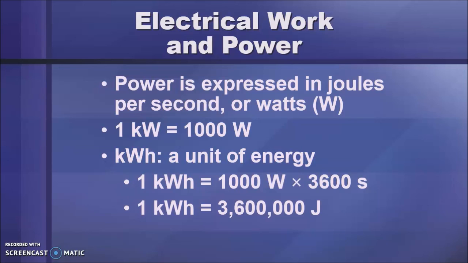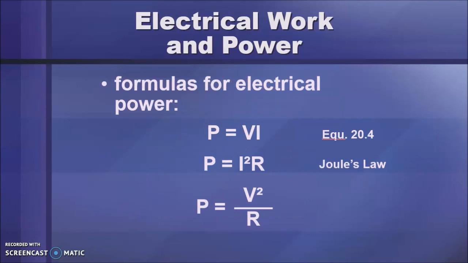Last thing you have to write down are the formulas for electrical power. Make sure you keep your formula page up to date in your notebooks. Power is equal to the voltage times the current, or it is the same thing as the current squared times the resistance, also known as Joule's law. Or you can say that power is equal to the voltage squared divided by the resistance.